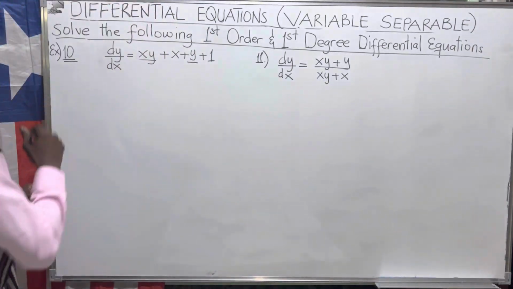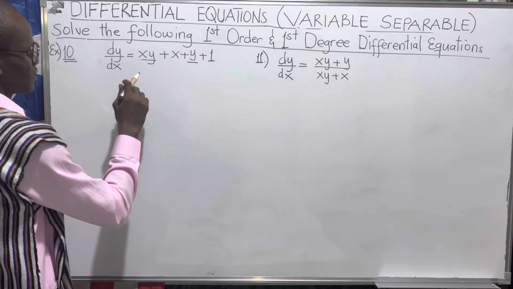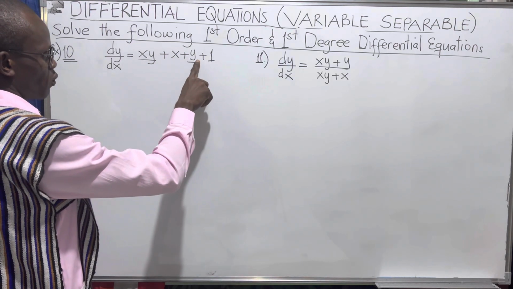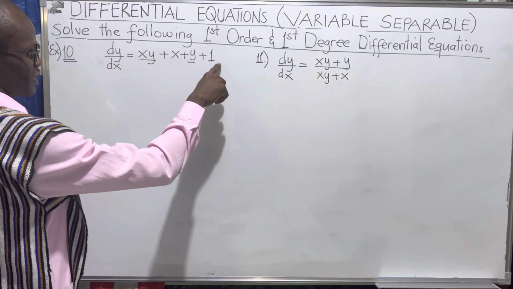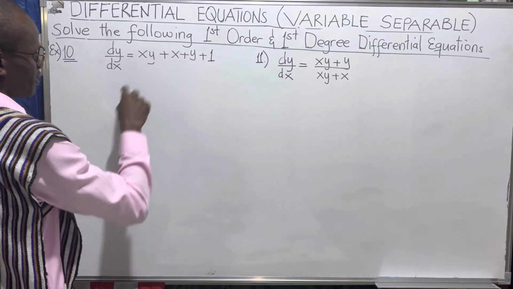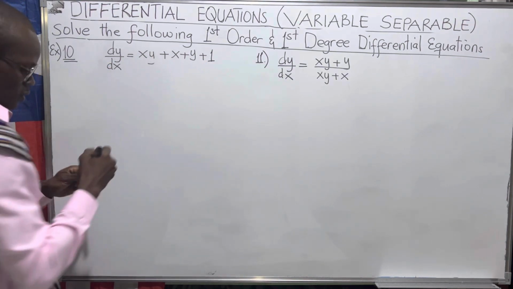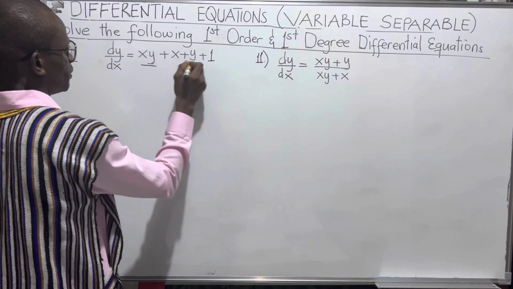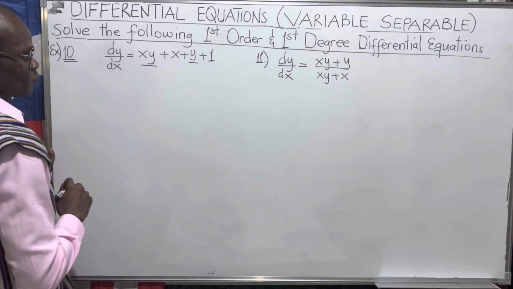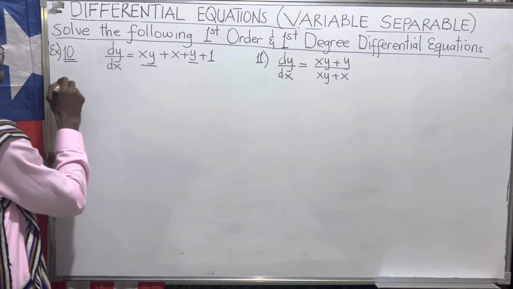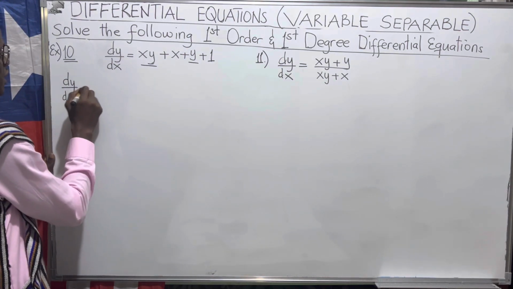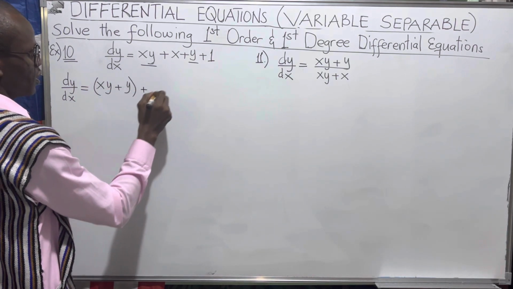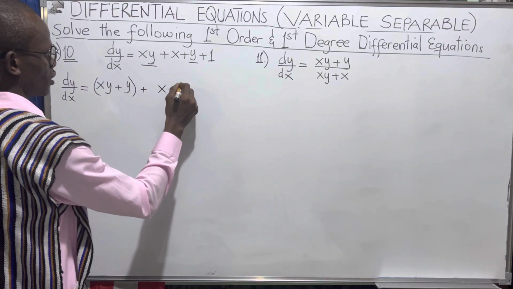Now the first problem, question 10, says dy by dx equals xy plus x plus y, and then you have plus x plus 1. Now if you look at this problem carefully, we see that this term and this term are related in terms of having common factors. So we can group them. So we have xy plus y. We can group these two terms, and then we group x plus 1.